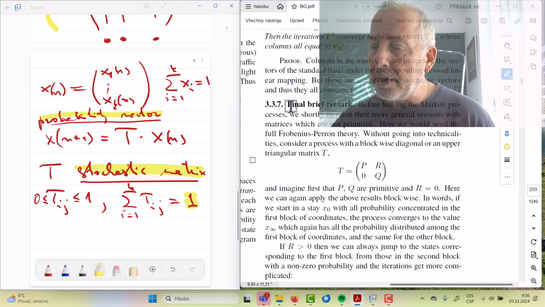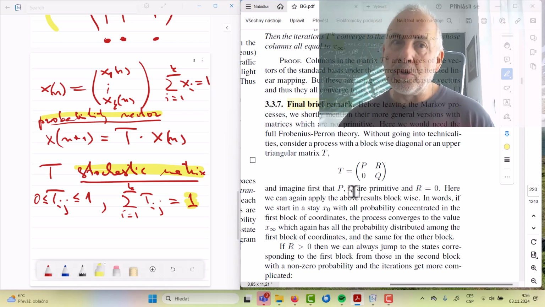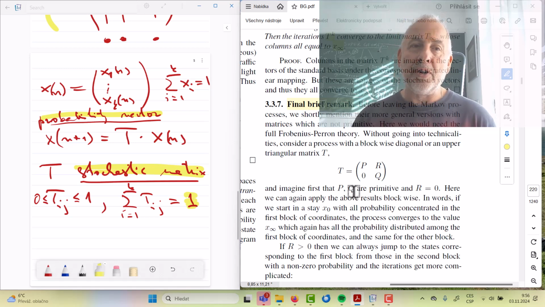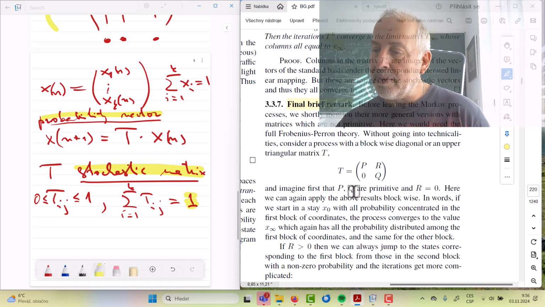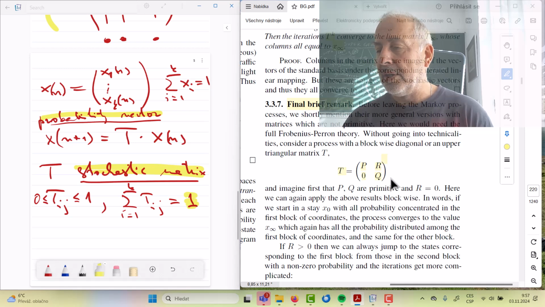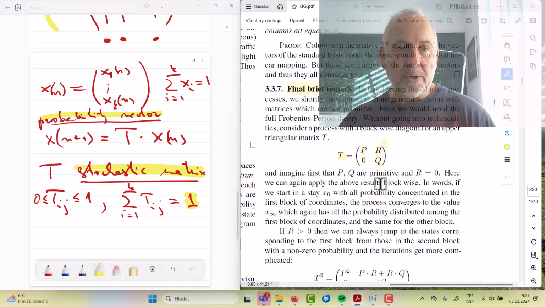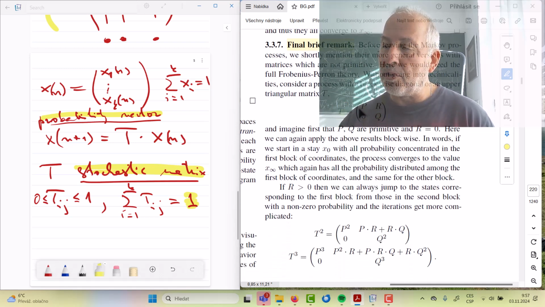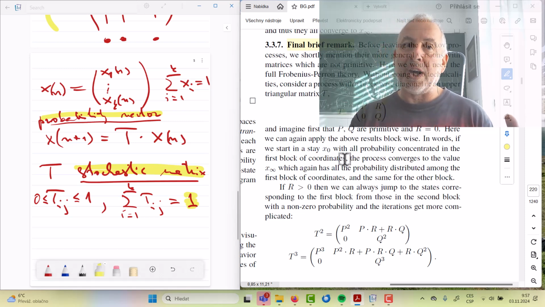The final brief remark handles the more general situation, right? Of course in real life it's not true that the matrix would be primitive, and then it might be much more complicated, because then you will face the problem that the matrix T can be brought in a reasonable basis only into some blockwise diagonal or upper triangular matrix. And so you can just see that if the R would be 0 and the P and Q are themselves primitive, then you can simply do the same thing blockwise. So that's not very interesting.